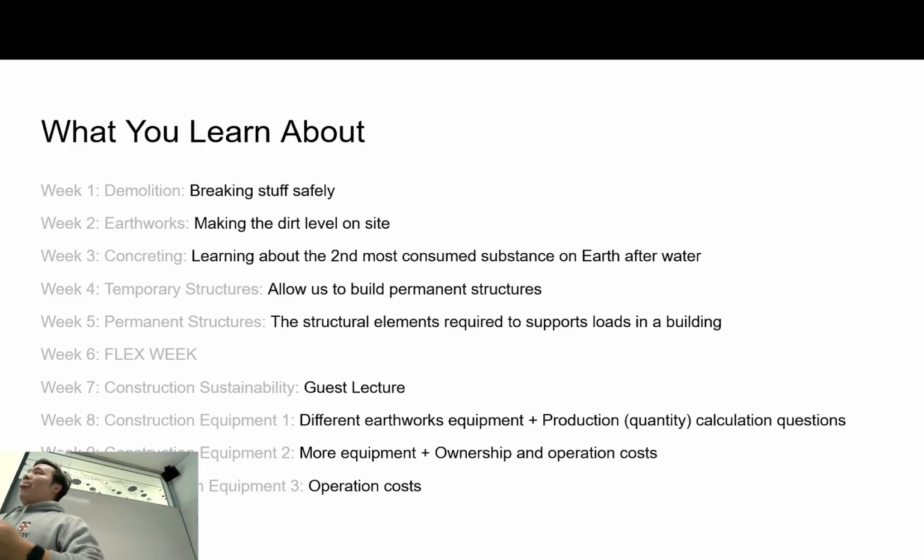Temporary structures allow us to build permanent structures. So they're usually made of wood or aluminium. And they're used to kind of form things up and hold it in place while you pour concrete or you put other things up, okay? Things like scaffolding as well allow access to buildings for people. Permanent structures are what happens after you remove all the temporary structures, after you've built up things. So think your structural elements, your columns, beams, things like that.